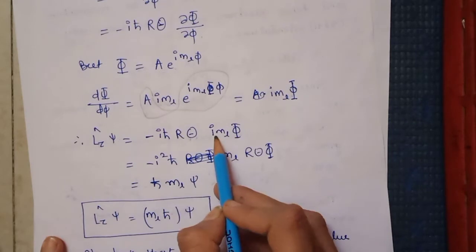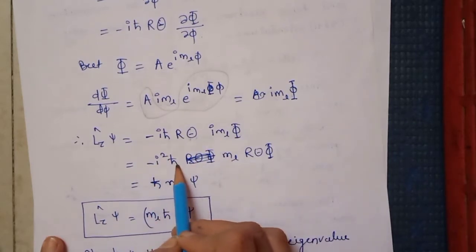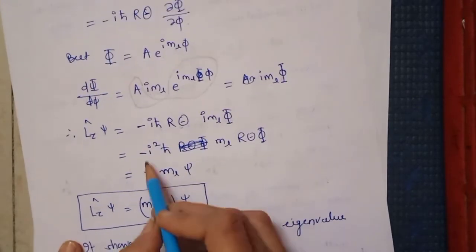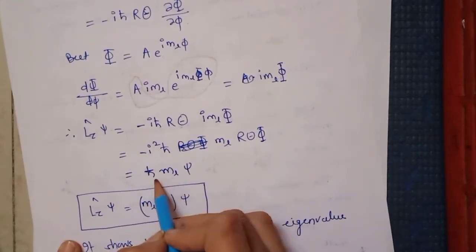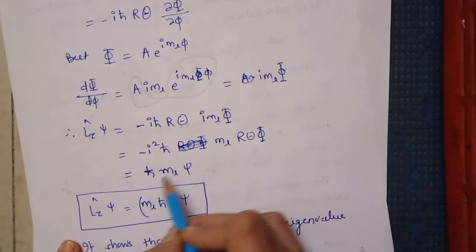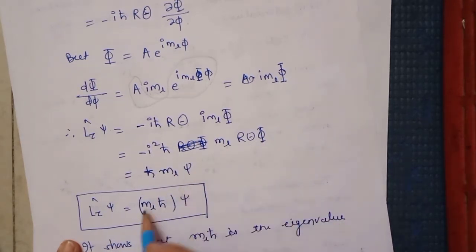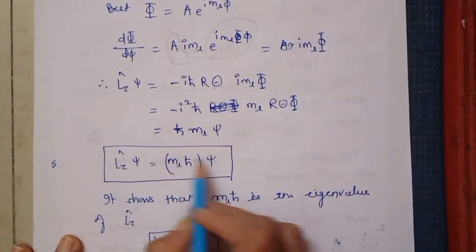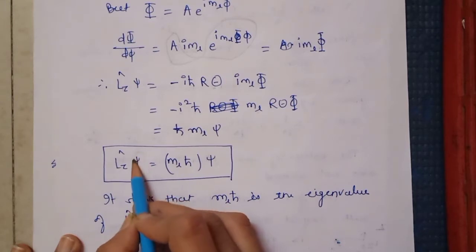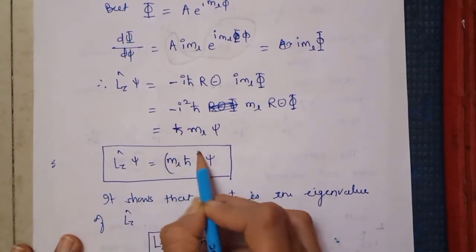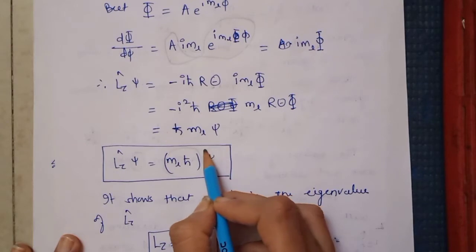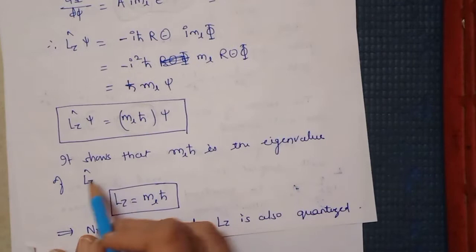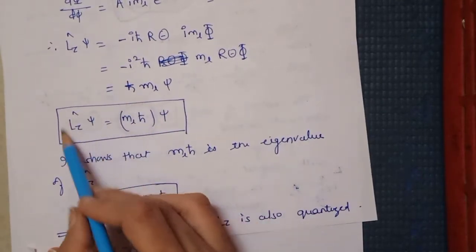Now i into i is i square. So I got minus i square h cross ml, and then I will write R Theta Phi. Now i square is minus 1, and minus minus is plus. So I will get h cross ml, and R Theta Phi is nothing but psi. So I am getting LZ operator psi is equal to ml h cross psi. So this operator operates on a wave function psi, and we get some magnitude times the wave function psi. This constant is called the eigenvalue. So this is the eigenvalue of the operator LZ.